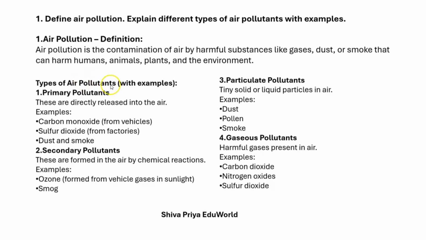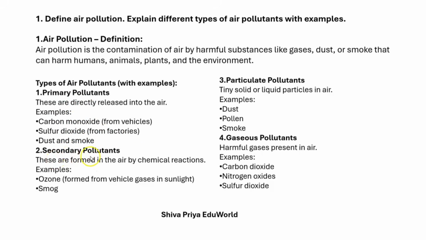And for the types of air pollution, we have primary and secondary pollutants. They didn't ask about pollutions, they asked about types of air pollutants: primary, secondary, particulate and gaseous. These are the 4 types of pollutants in air pollution. Primary means the pollutants which are directly released into the air. For example, carbon monoxide, sulfur dioxide, and dust and smoke. Whenever a person is smoking, that is directly entering the air. These are all the primary pollutants.